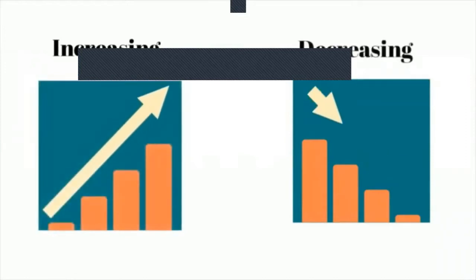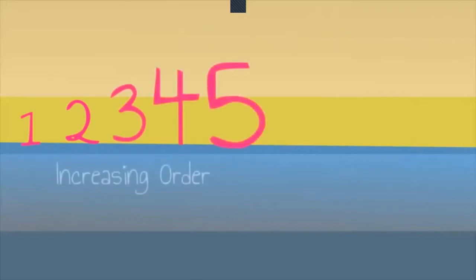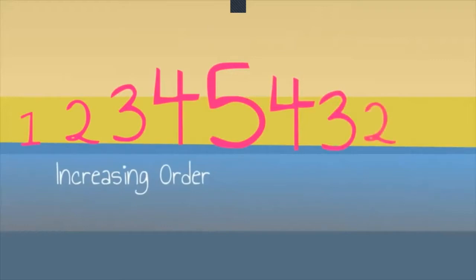Let's learn about increasing and decreasing orders, going up and going down. 1, 2, 3, 4, 5. Increasing order. 5, 4, 3, 2, 1, 0. That's a decreasing order. So when we go down, it's decreasing. When we go up, it's an increasing order.